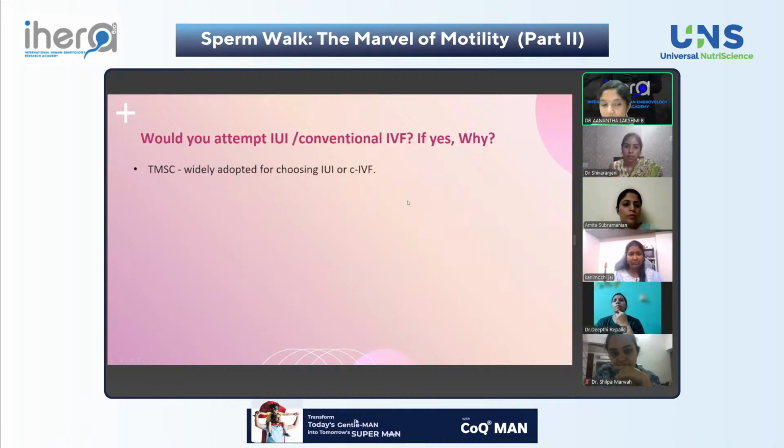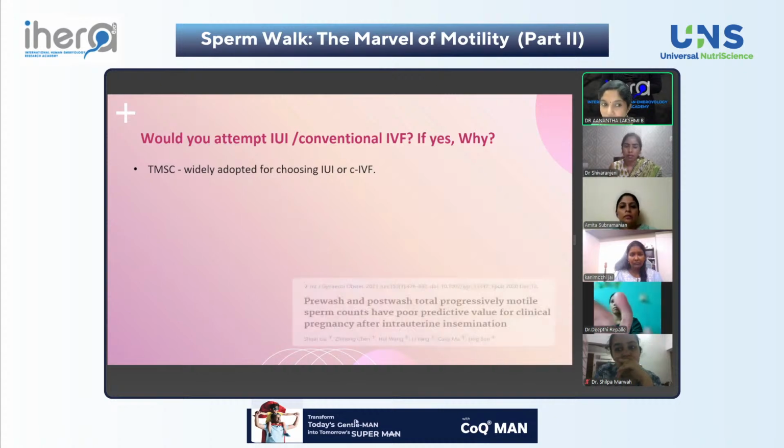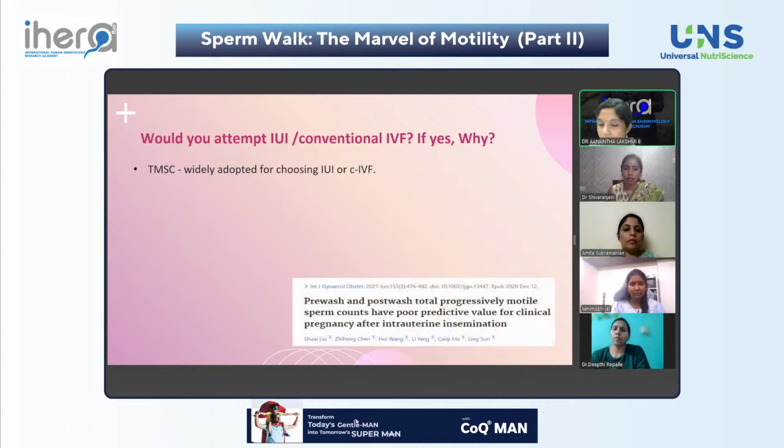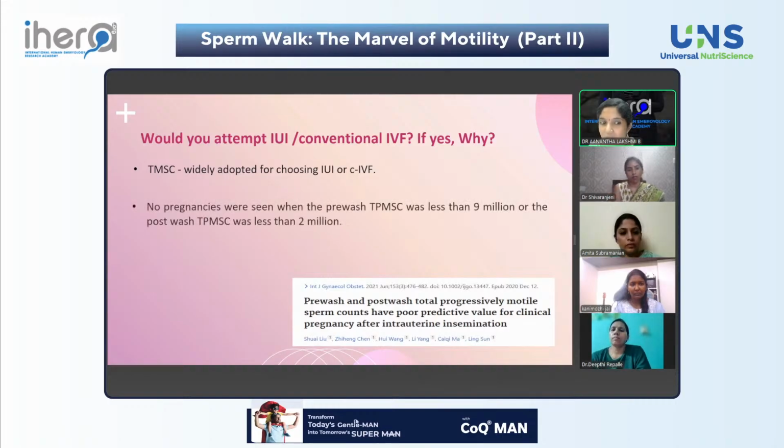So based on your total motile sperm concentration or total progressive motile sperm concentration, choosing IUI or conventional IVF, we have discussed. So total progressive motile sperm concentration we are talking about. Does anybody want to comment on the cutoff? How much cutoff will you adopt for IUI and move on to conventional IVF? Below this, I will move on to conventional IVF; above this, I will opt for IUI, like that. Anybody want to say a cutoff?